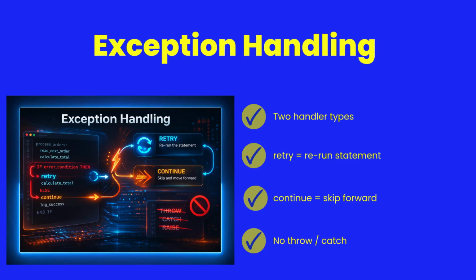Sheerpower uses two clear forms of exception handling. The keyword retry reruns the failing statement after fixing the issue. The keyword continue skips the failing statement and moves forward. There is no throw, catch, or raise, only these explicit behaviors.